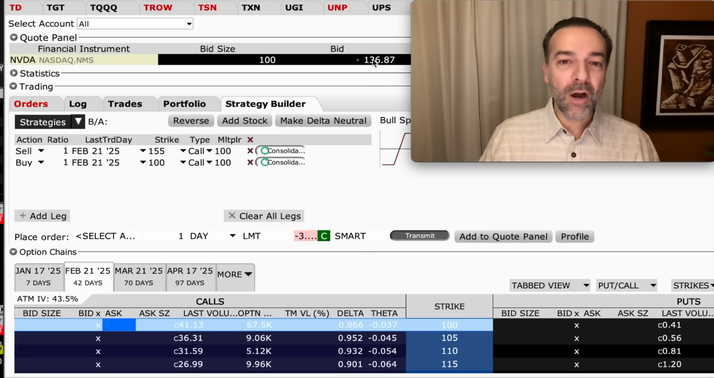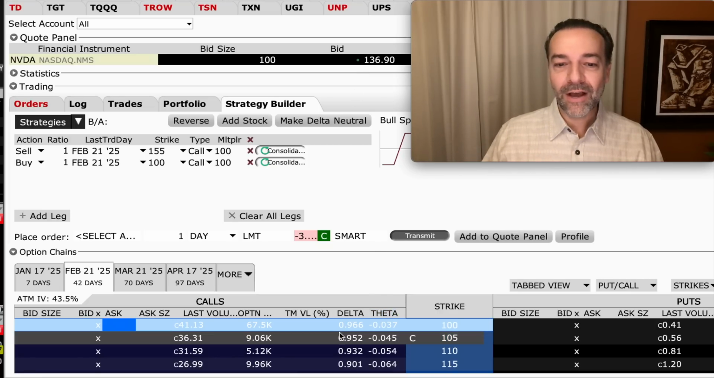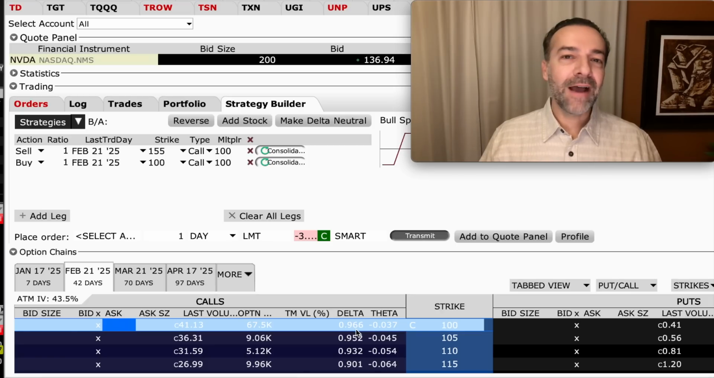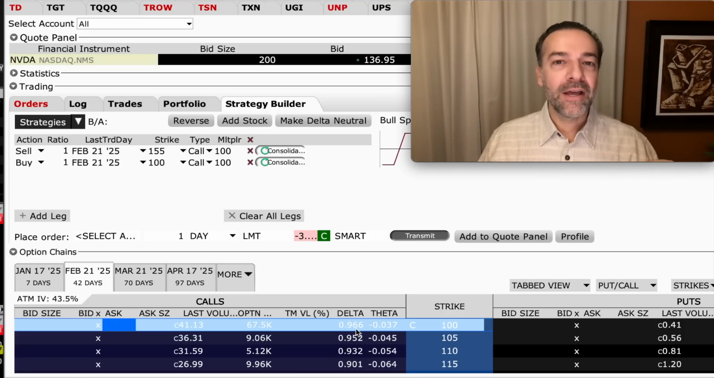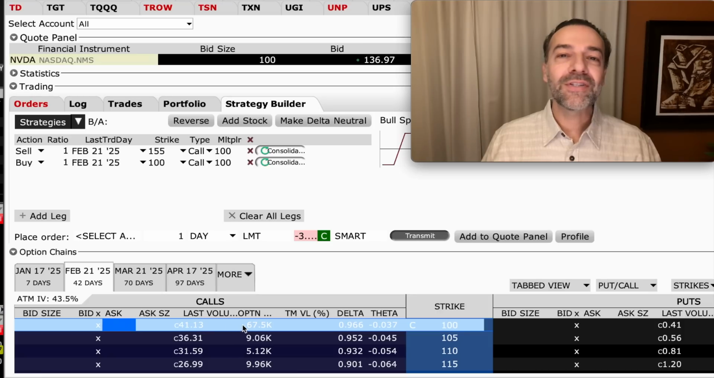Let's say you didn't want to part with all this money here. Let's say you didn't want to risk $136 per share. You wanted to risk less, but you didn't want to be in this trade for a long time. Well, notice what's going on here. The delta of that $100 call option we're buying is at 0.96. That means the value of this option will go up or go down by almost 97 cents per share for the next dollar that Nvidia stock goes up or down. It's basically like you own the stock, but you're risking a lot less.